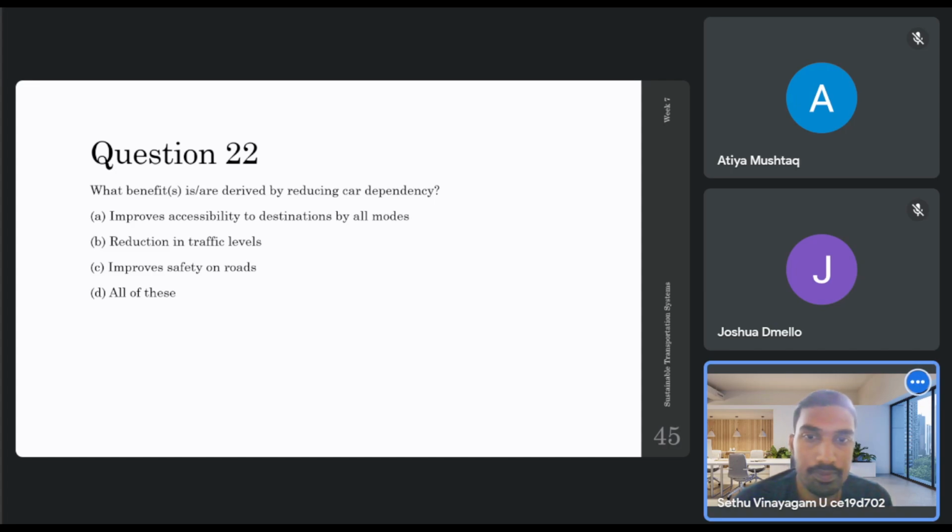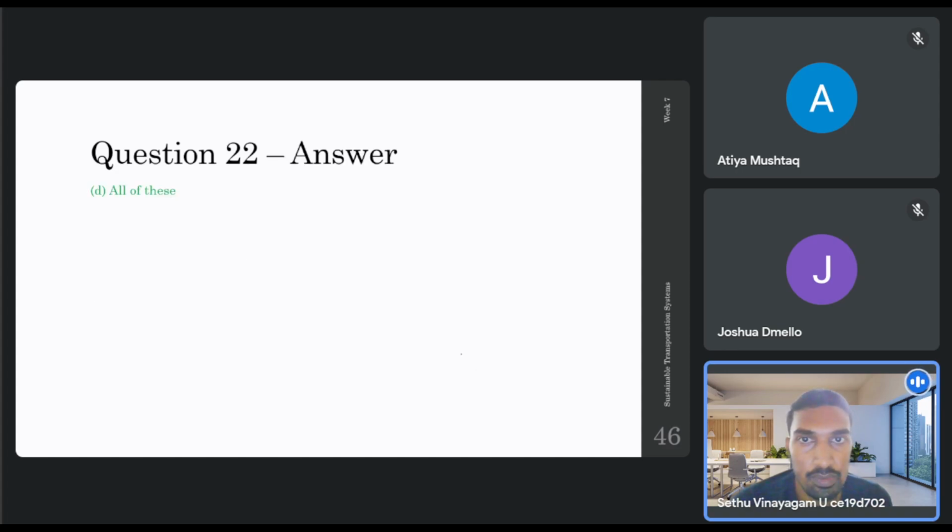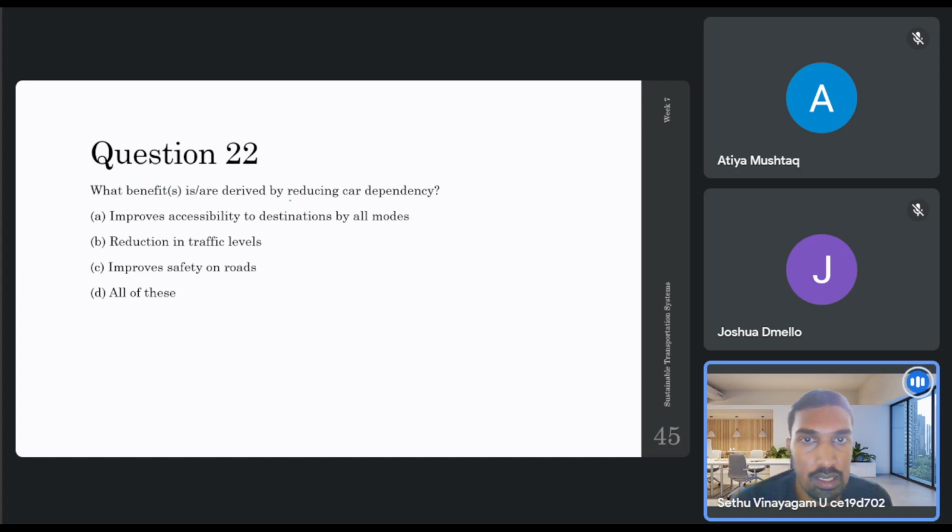Okay, any other answer? Okay, so the right option is option D. It is all of these. Here we are talking about reducing car dependency, which means that people are not dependent on their personal cars for traveling to different destinations. So if car dependency is reduced, what will that help in doing?